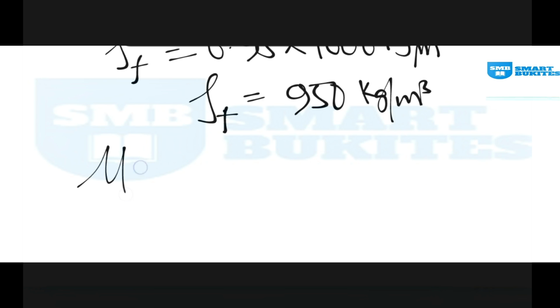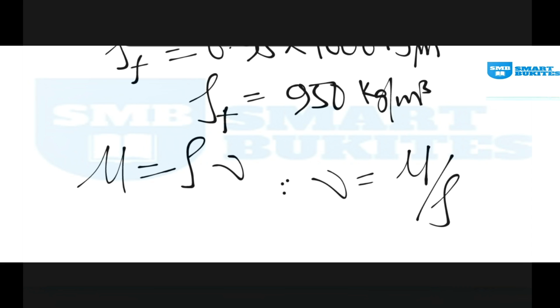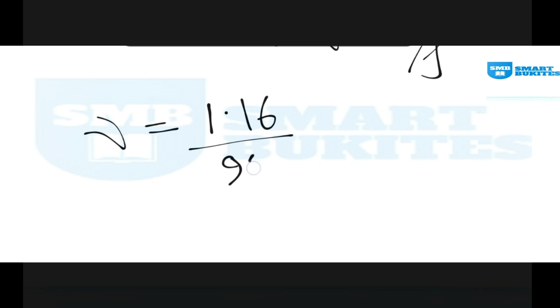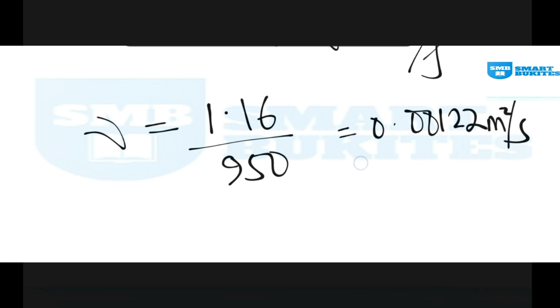So since dynamic viscosity is equal to density times kinematic viscosity, kinematic viscosity will just be the dynamic viscosity over the density. I have everything here. Now all I have to do is to say that the kinematic viscosity is equal to the dynamic viscosity, which is 1.16, divided by the density, which is 950, and all I have is 0.00122, unit is meter squared per second. This is my kinematic viscosity.